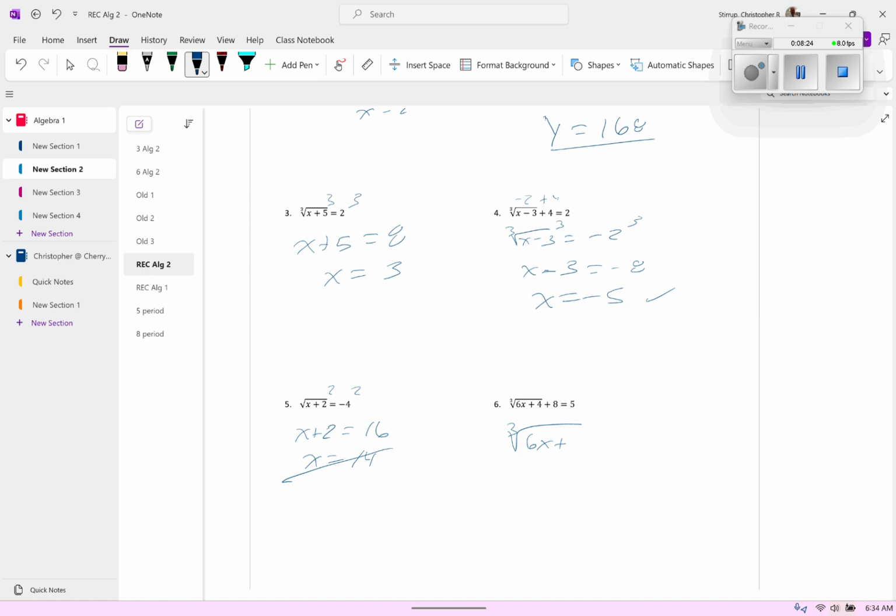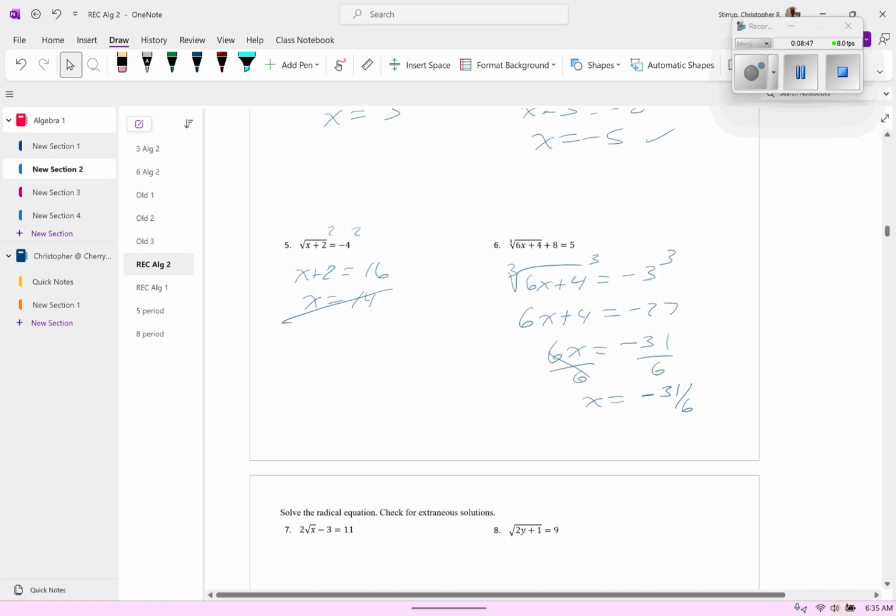We're going to subtract 8 from both sides first. And cube both sides. I'm going to subtract 4 from both sides. So that's going to give me -31. Divide each side by 6. And a little hint, you're normally not going to get an extraneous solution that is a fraction, not in this class.